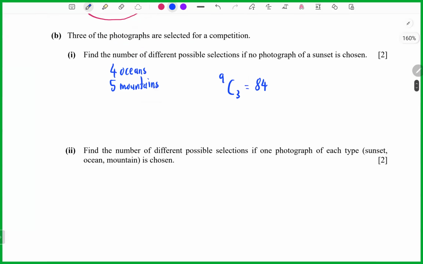Find the number of different possible selections if there is one photograph of each type: sunset, oceans, mountains. We take one for sunsets, oceans, and mountains, so we just choose one from each. So 3C1 multiply 4C1 multiply 5C1, which equals 60.